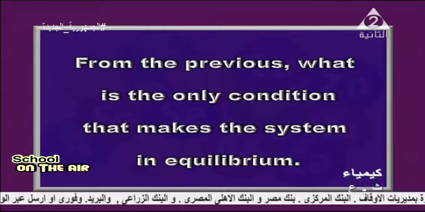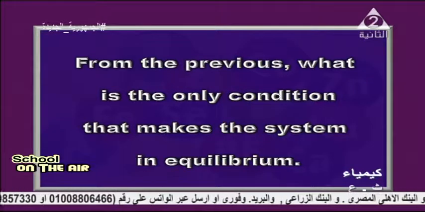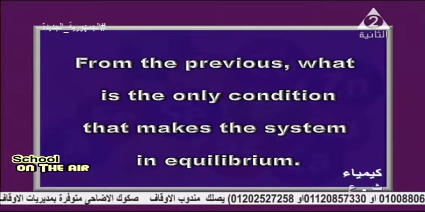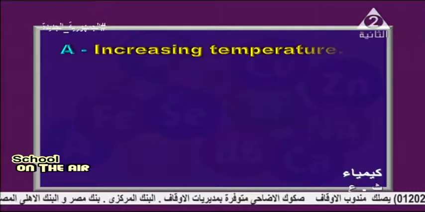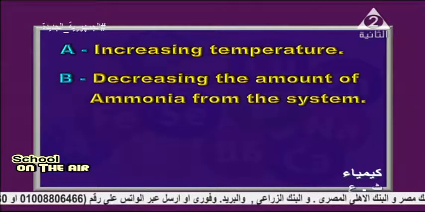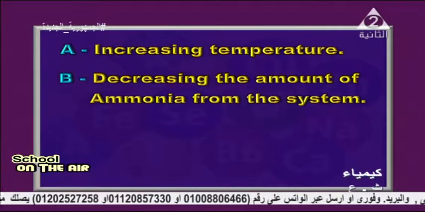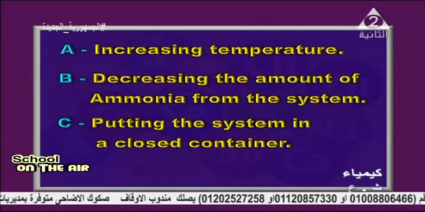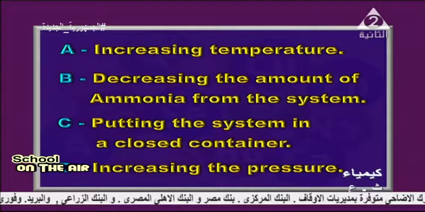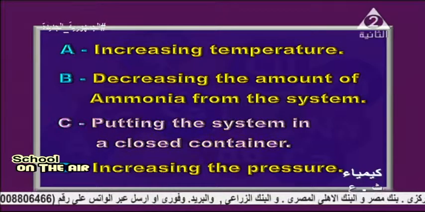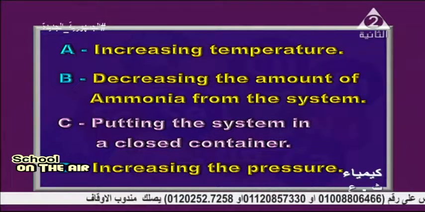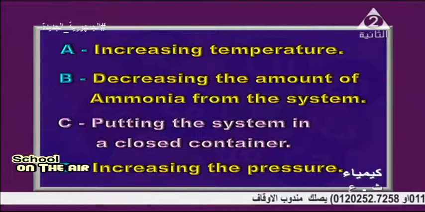From the previous, what is the only condition that makes the system in equilibrium? Equilibrium system, yes, concentrate on the conditions. Increasing temperature, or decreasing the amount of ammonia from the system, or putting the system in a closed container, or increasing the pressure. What does equilibrium need? I say putting the system in a closed container to arrive at the equilibrium system. It's good, my dear.